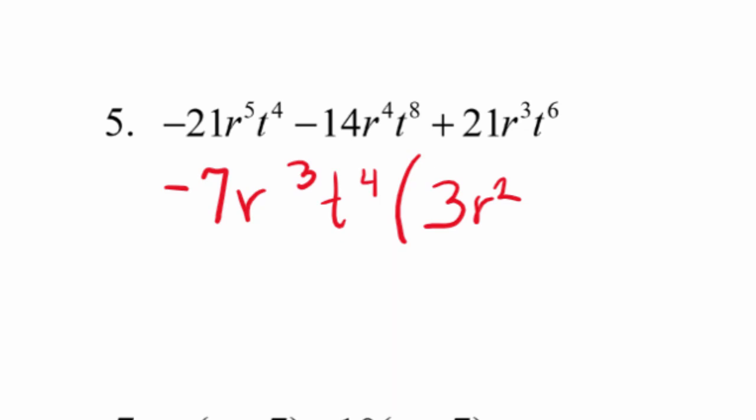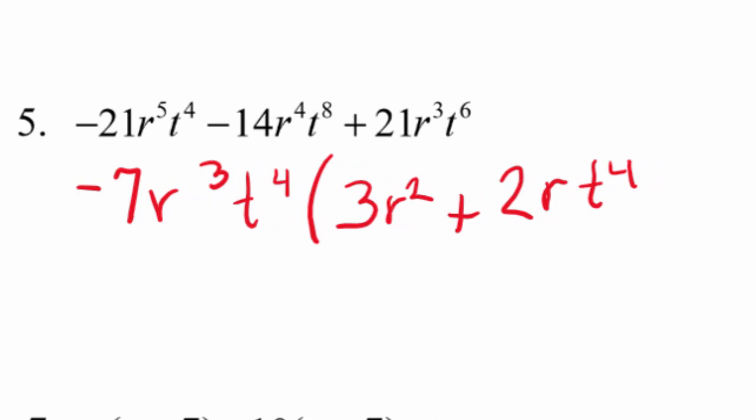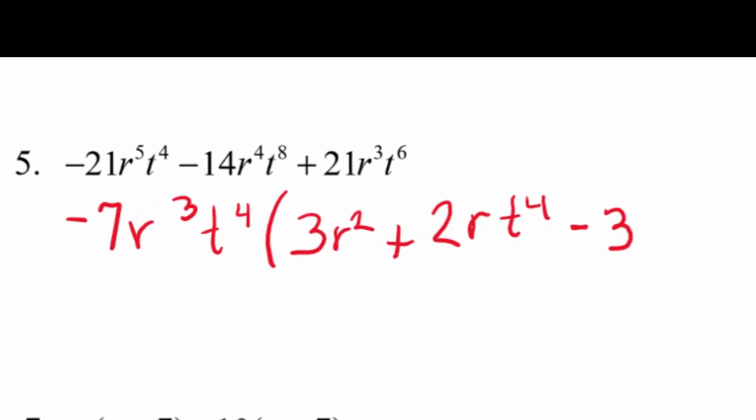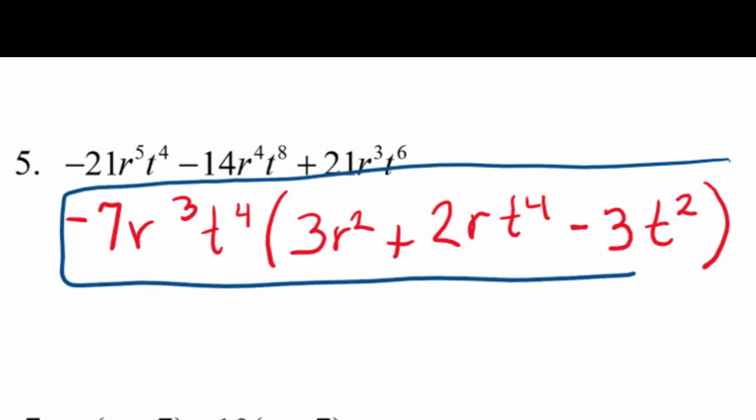With our second term, we're going to divide negative 7 into negative 14. That's a positive 2. We took out 3 out of the 4 r's, so there's 1 r left. And we factored out 4 out of the 8 t's, so there are 4 t's left. In the third term, 21 divided by a negative 7 is a negative 3. We took out all 3 r's, and we took out 4 of the t's, so there remain 2 t's. So that's our answer. Do you see? Are you starting to get an idea of how to handle especially those variables?